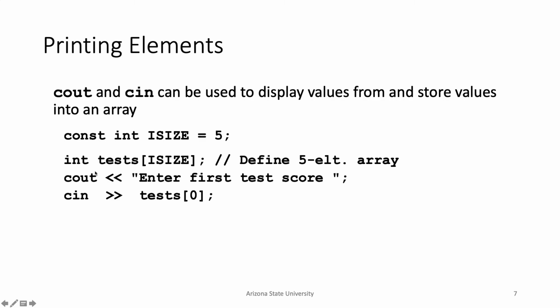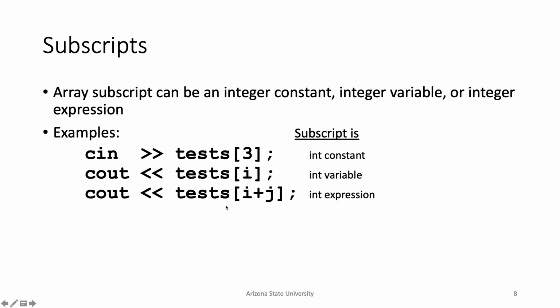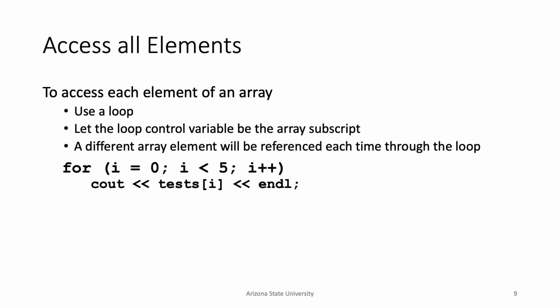Yeah, so we can see into a particular location. We just went over that. Subscripts: subscripts are the thing between the square brackets. Subscripts just means the index of the array we're looking up. So the first one, we're looking up index 3. The second one, we're looking up index i. The third one, we're looking up index i plus j. And accessing all elements, we'll talk about next time.